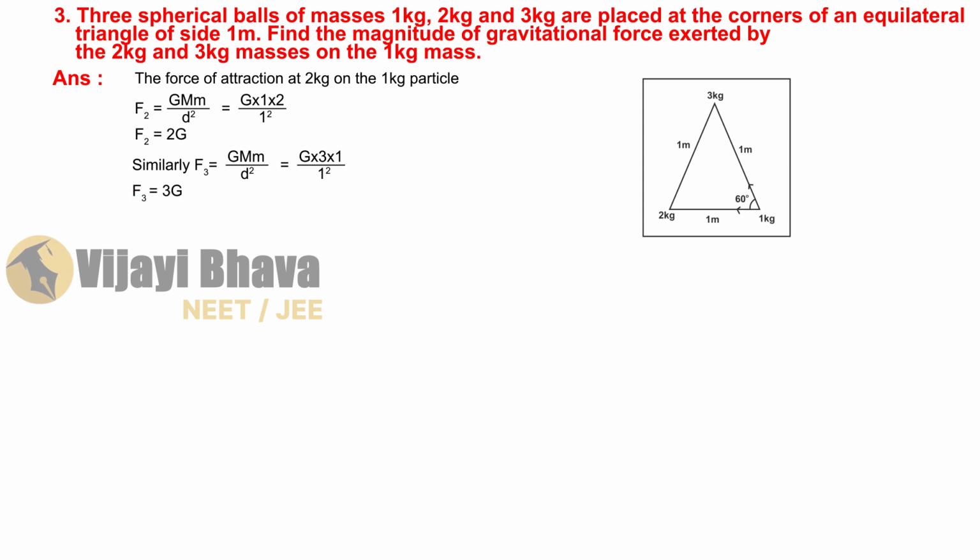Now, let us find out the resultant force. The resultant force is given by F is equal to square root of F2 square plus F3 square plus 2 F2 F3 cos theta.